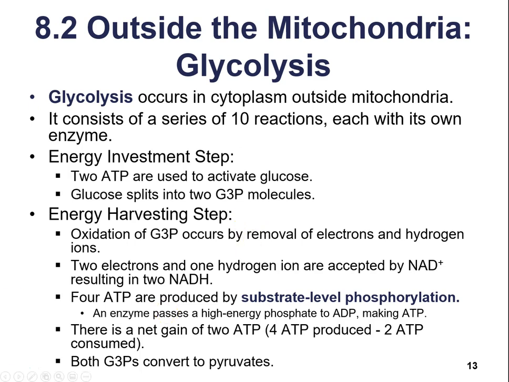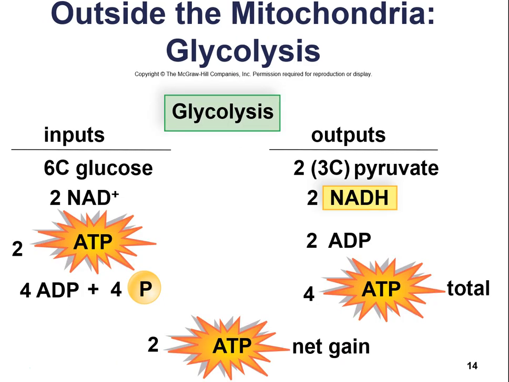Okay, and then it says both G3Ps are converted into pyruvates, right? So remember, in glycolysis, you're starting with glucose, you're ending up with 2 molecules of pyruvate. All right. Also throughout the lecture, there are these tables for each process. These are super important too because they show you the inputs and the outputs, and really, big picture, what's most important is understanding what's going in and what's coming out, right?